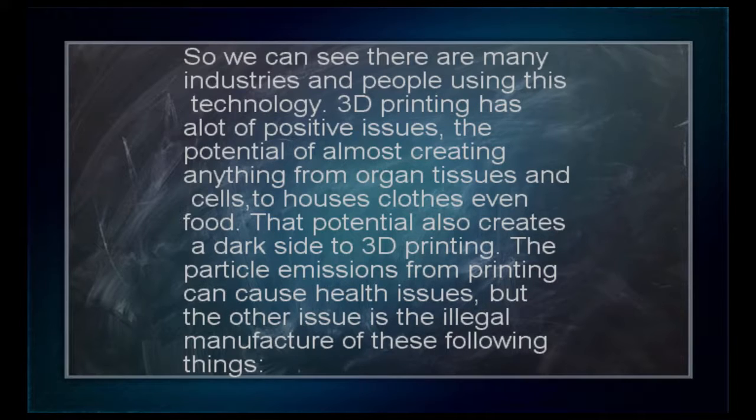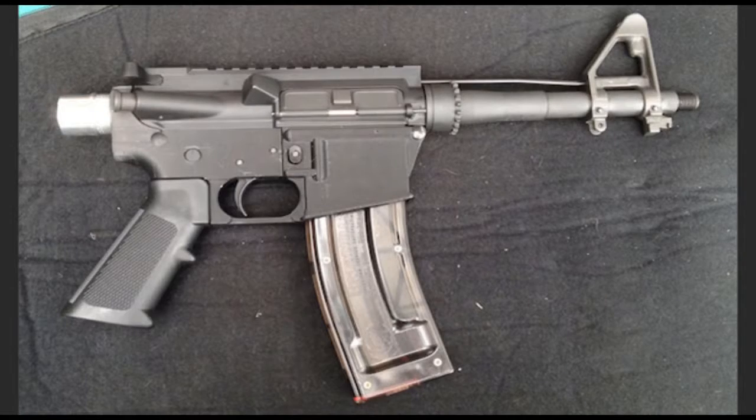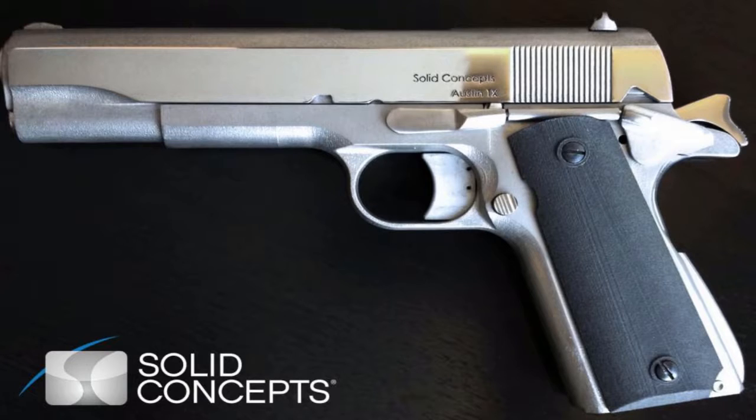The potential also creates a dark side for 3D printing. The particle emission from printing can cause health issues, but another issue is the illegal manufacture of the following things: illicit drugs. 3D printers can be used to create hard control items such as bombs and guns. Illegal weapons or weapons parts can be made from homes, such as assault rifles or even a completely 3D printed handgun. So what is the future of 3D printing?